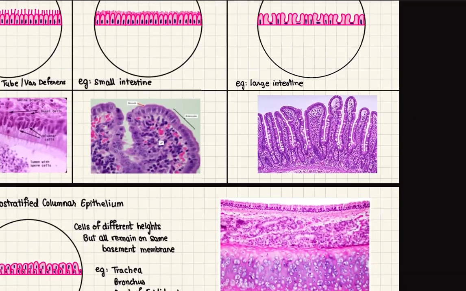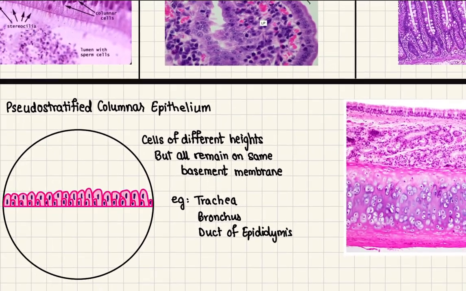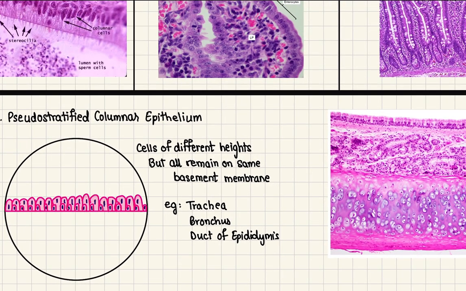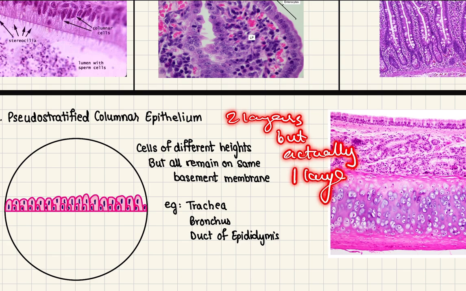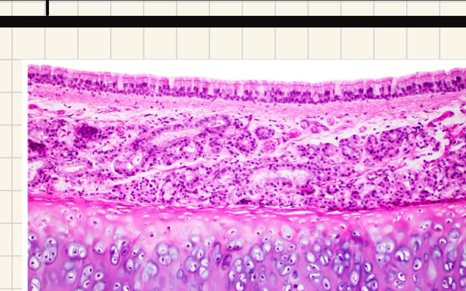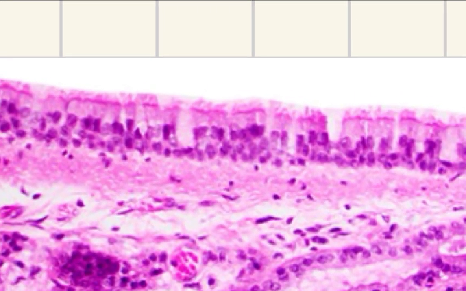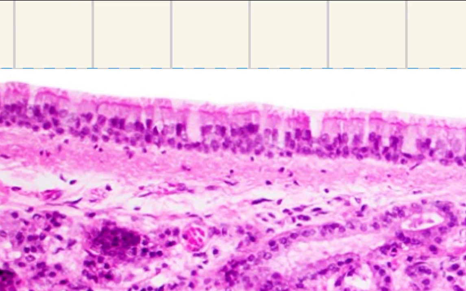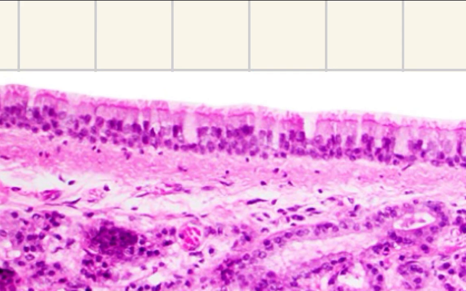Coming to pseudostratified columnar epithelium. Here you feel that there are two layers of epithelium, but it is actually only a single layer. The cells over here differ in height, but they remain on the same basement membrane. As you can see, this is the same basement membrane, but here you can see a tall cell and a shorter cell, but they are on the same basement membrane. This is found in trachea, bronchus and duct of epididymis.